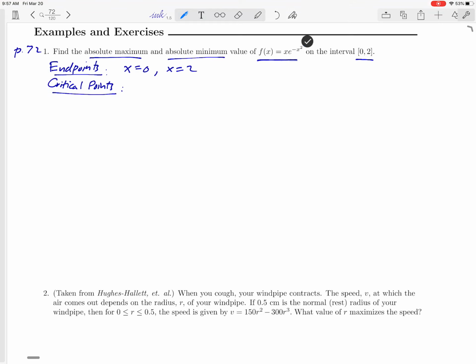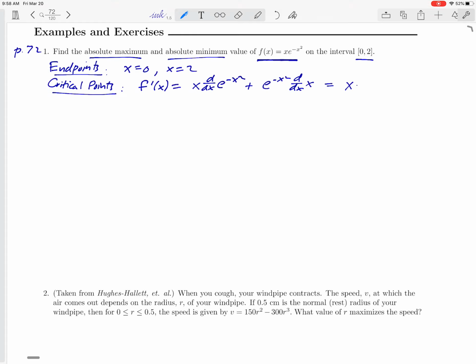Now taking the derivative of this function is a little bit more involved than some of the ones that we did before. You can look at that and see that there's going to be a product rule and probably a chain rule involved as well. So let's start with the product rule, because this is x times e to the negative x squared. So we're going to have the first times the derivative of the second plus the second times the derivative of the first.